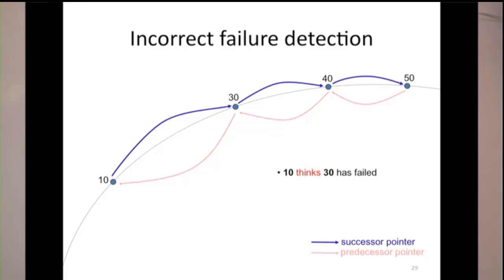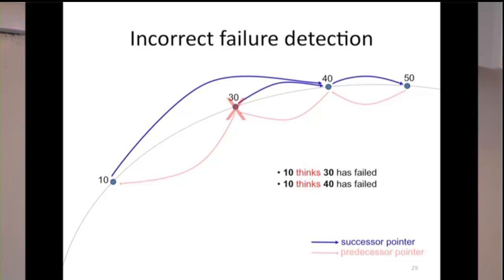So let's say this is part of the overlay. And all of a sudden, 10 is a bad node. It has a bad network link or something. It thinks that 30 has failed, when in reality 30 has not failed. It's still there, but 10 thinks that it's dead. So now 10 points to 40 instead. And since 10 is very bad, it also detects 40 as failed, so it's pointing to 50 as its successor.